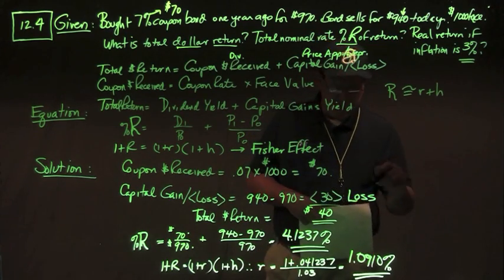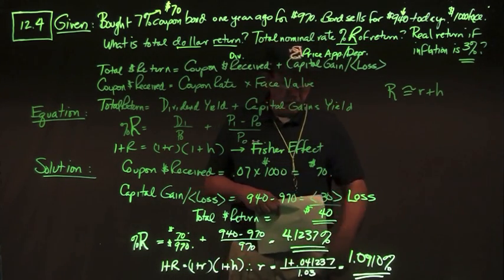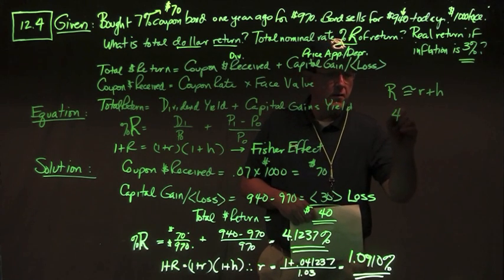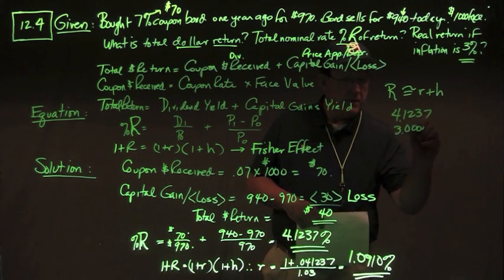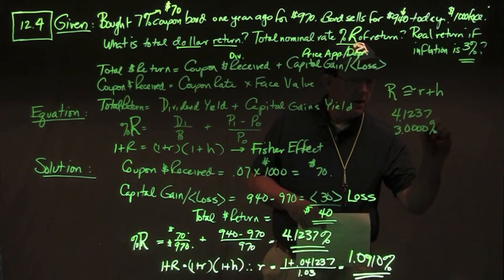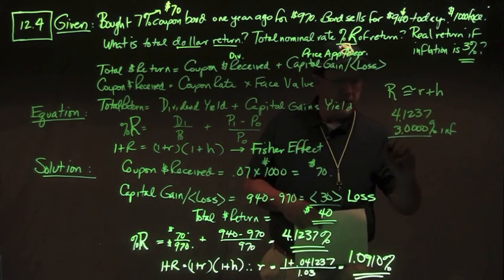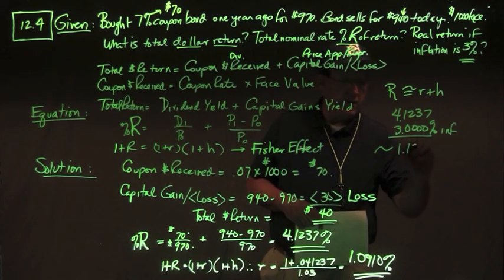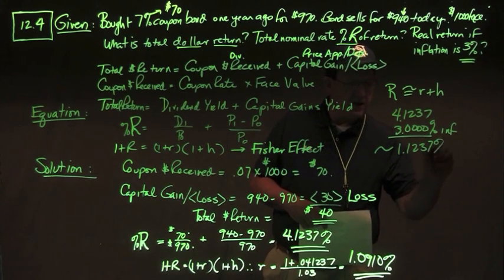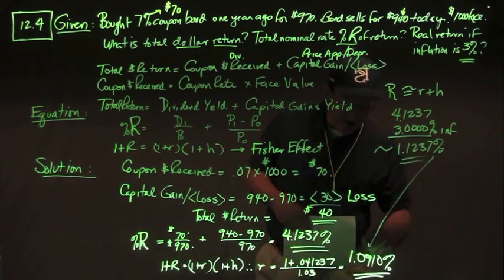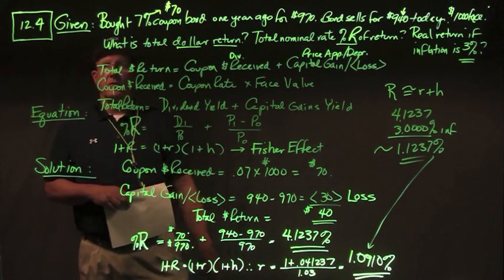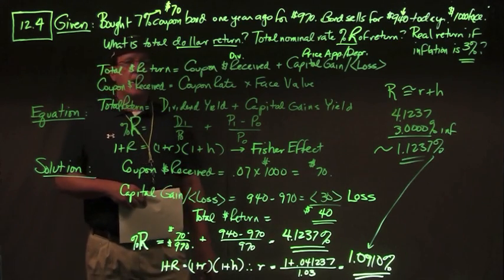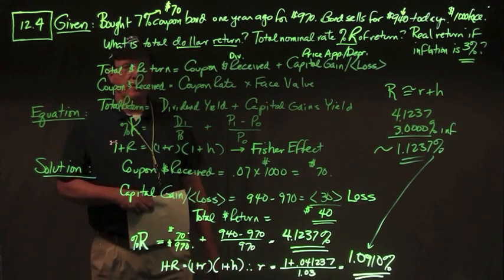And we can subtract the 3% inflation from the 4.1237. So we knew our answer should be approximately equal to 1.1237%. And we found out exactly that it's equal to 1.0910%, not a bad guess for an approximation on the approximate Fisher. There are your answers to problem number 12.4.